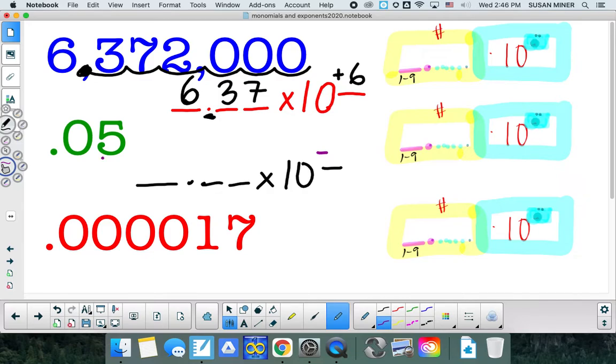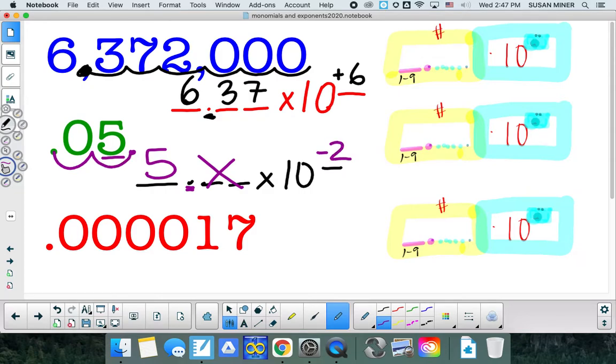And the first non-zero number that I get to in my number is a 5. There are no numbers back here, so I don't need to fill those in. But I do need to figure out how many place values I need to move the decimal in order to get it right after the 5 to right here. And I need to move it 1, 2 place values. That's going to be my exponent.